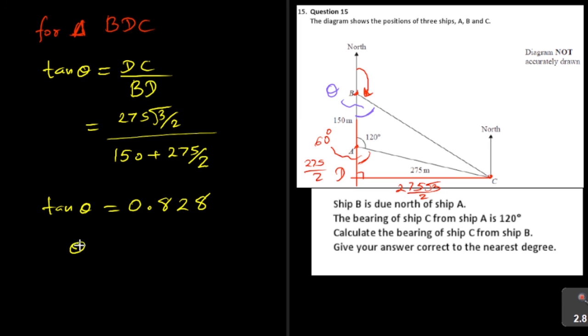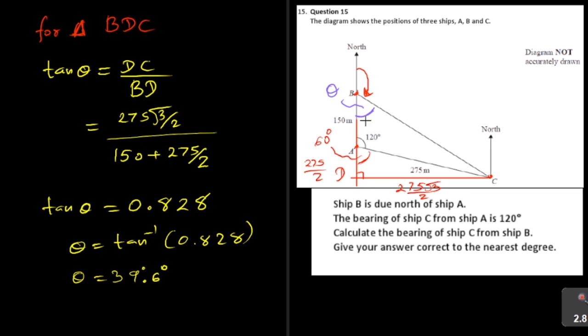So theta is equal to tan inverse of 0.828. What do we get? You can input in the calculator, shift tan inverse 0.828. What do you get? 39.6. So theta equals 39.6 degrees. Is it our final answer?